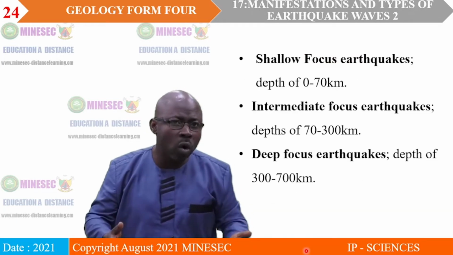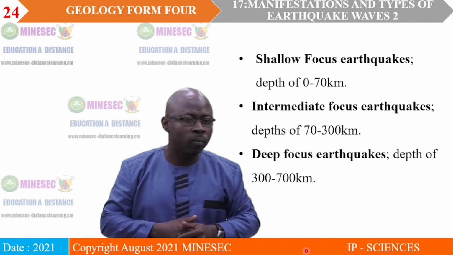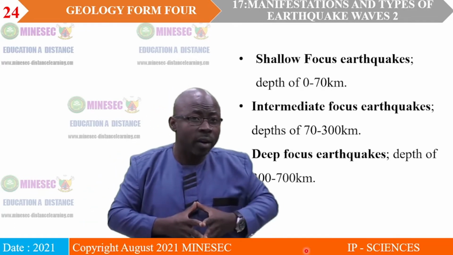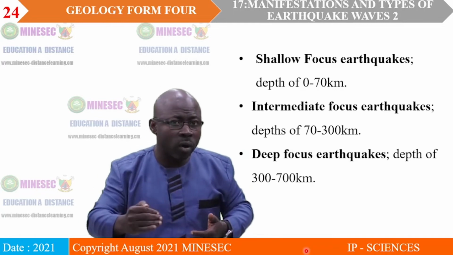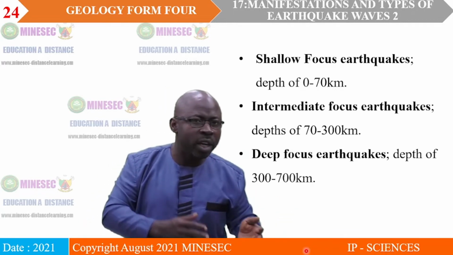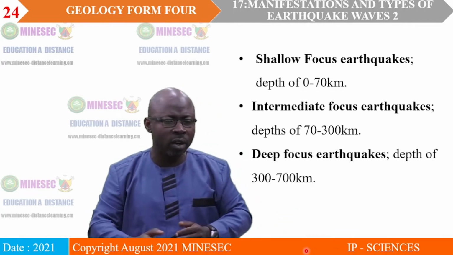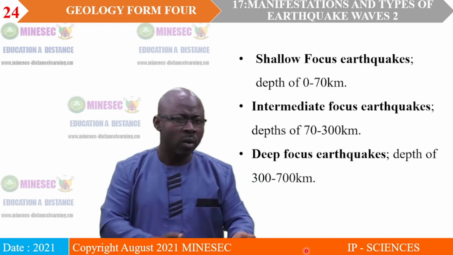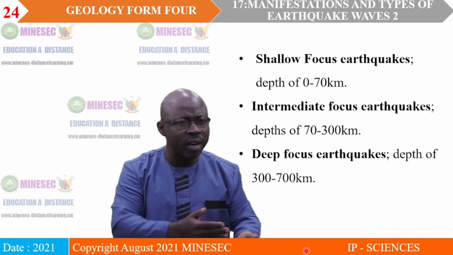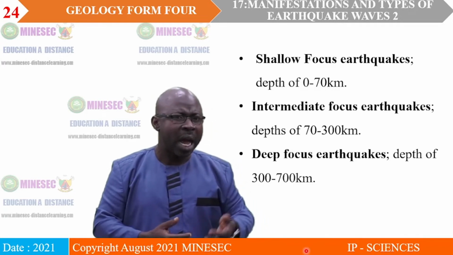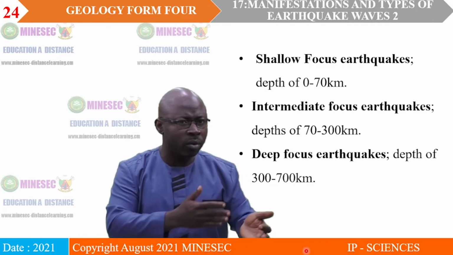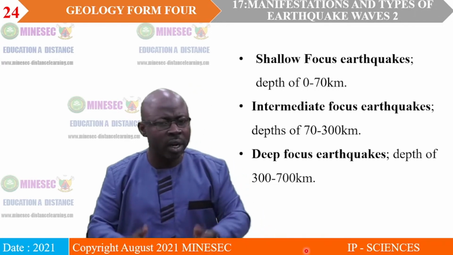Now, when we go to the depth of focus, using that criteria, we have three types of earthquakes. One, the shallow focus earthquakes, whose depth range from 0 to 70 kilometers. We have the intermediate focus earthquakes, whose depth range from 70 to 300 kilometers. And the deep focus earthquake, whose depth range from 300 to 700 kilometers.